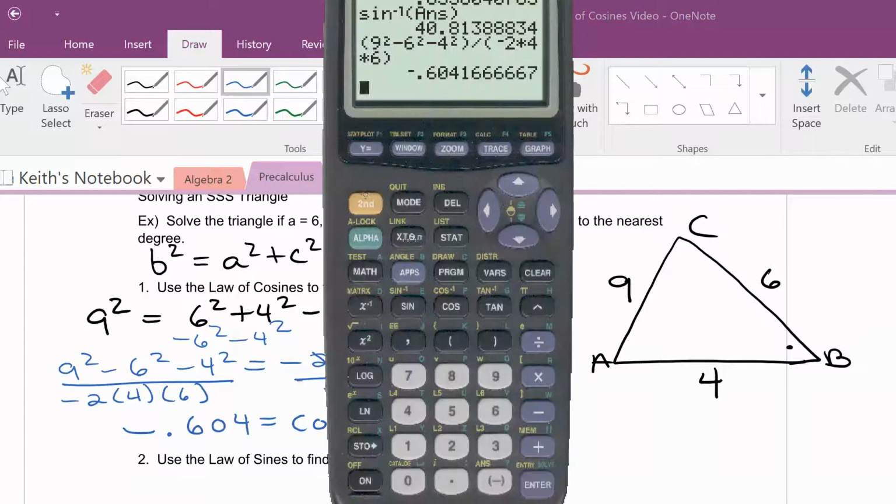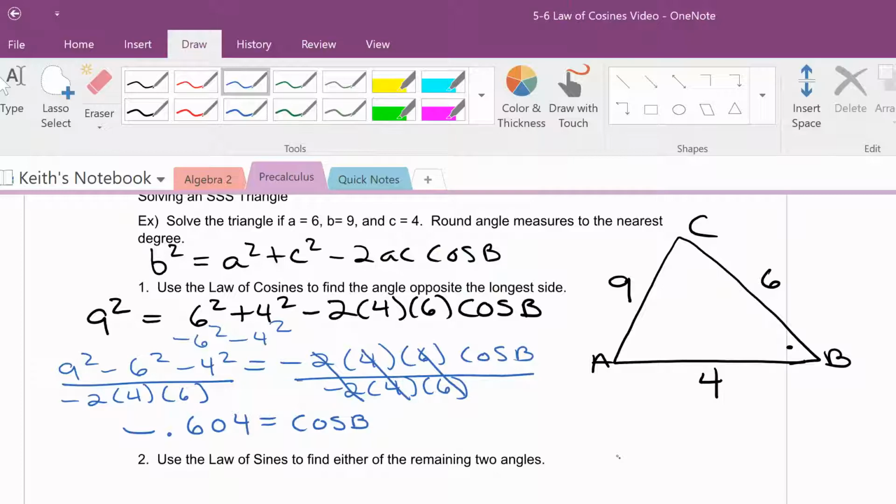And then when you do the inverse of that, you get 127.2. So it's basically 127 degrees is angle B.